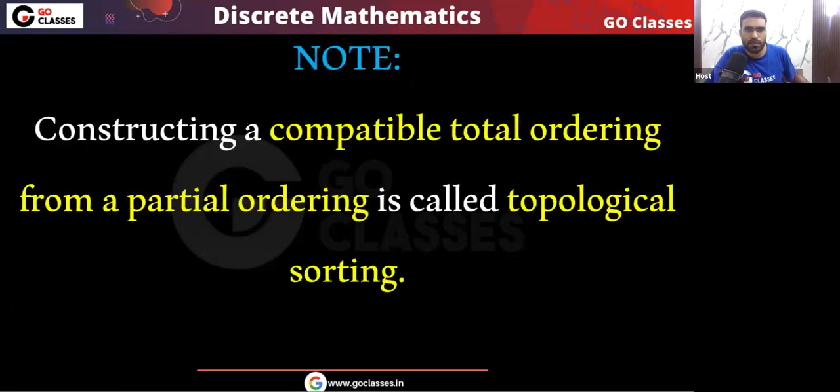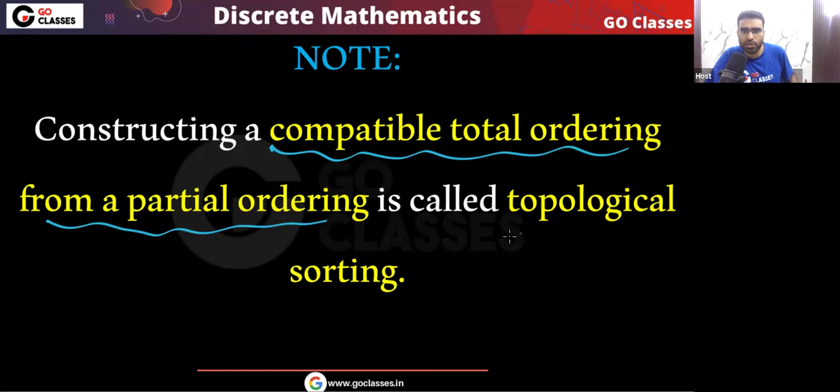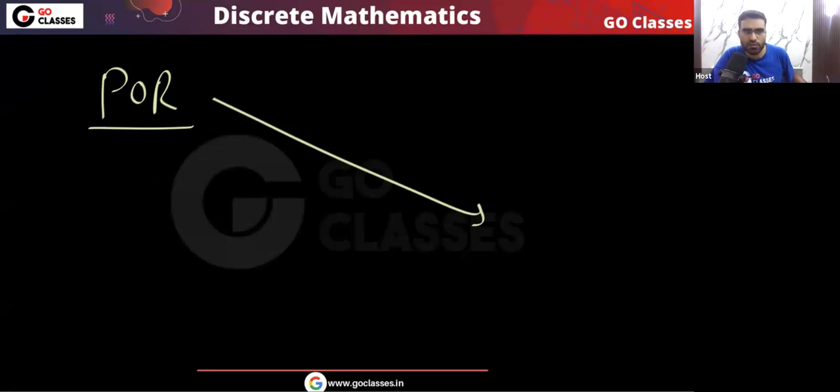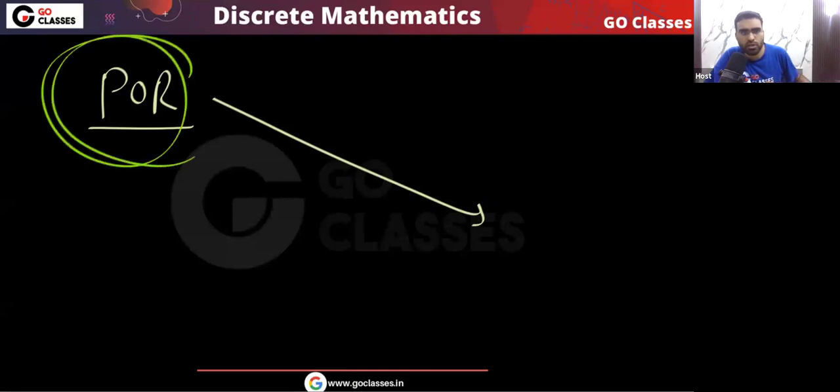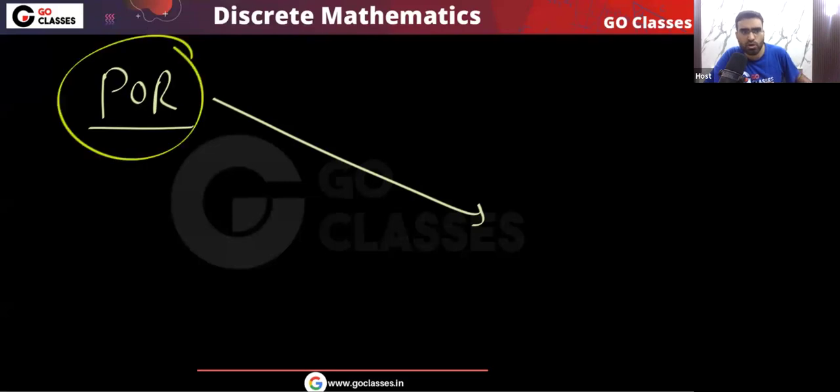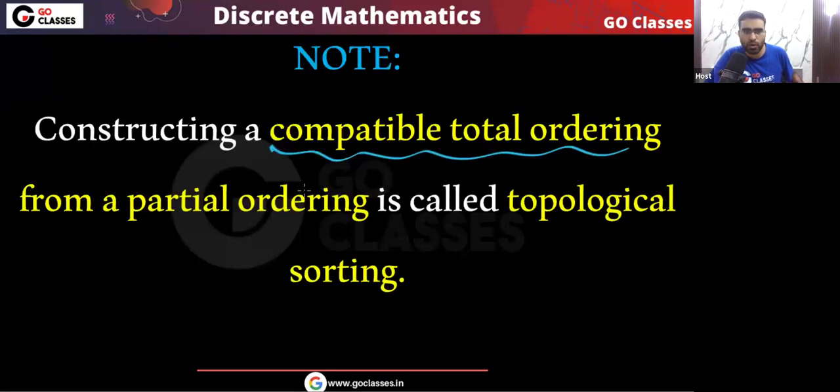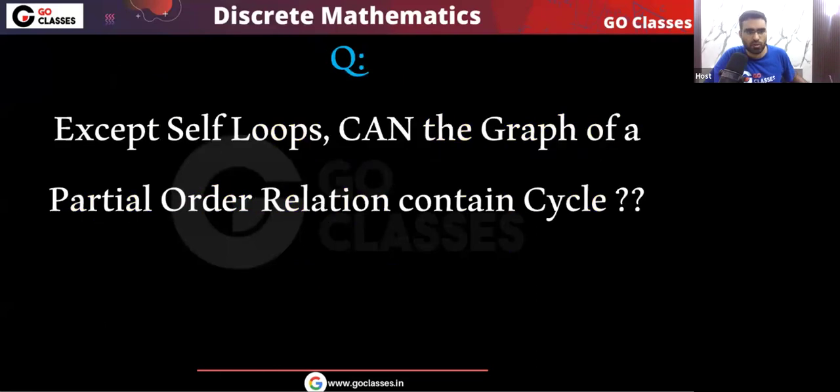So finally, this is the point: if you want to find a compatible total order for a partial order, you need to find the topological order. Is this clear? A partial order is given to you, and you want to find a compatible total order which will satisfy the order of this partial order. So all you have to do is find the topological order of this partial order relation. Yes or no? So this is the point. I hope you understood. Now let's move on.